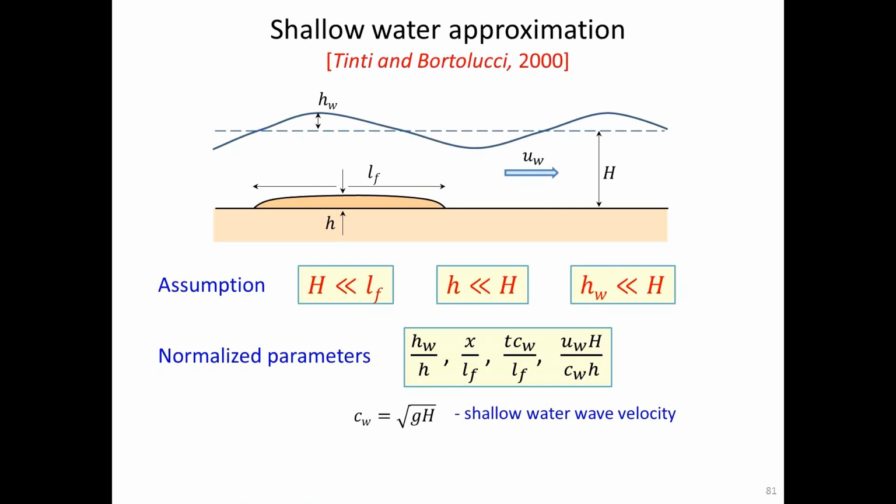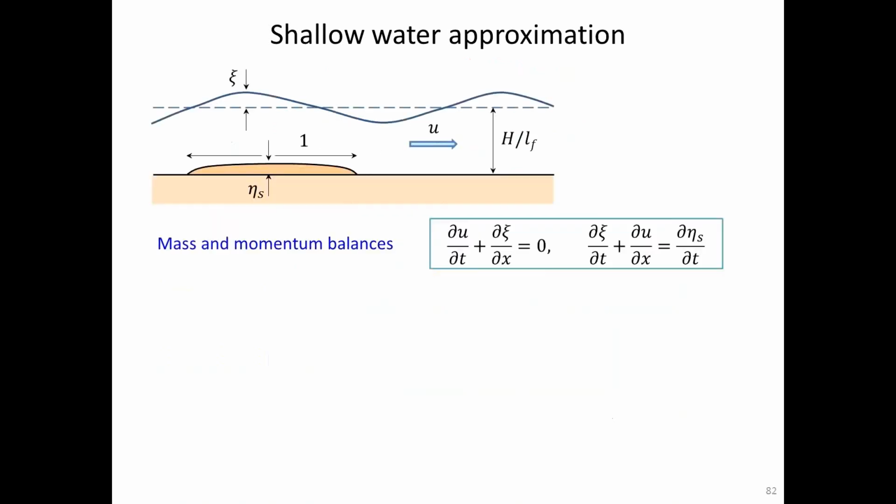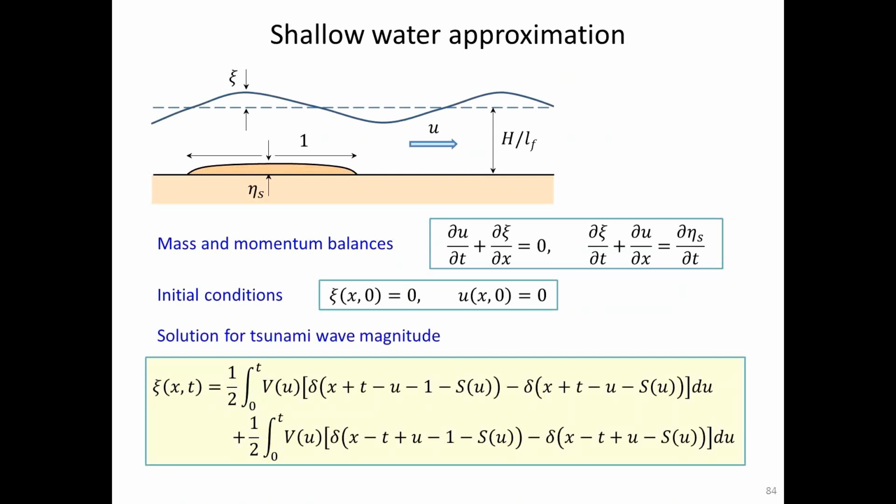And using some normalized parameters, I could simplify the mass balance equation and the momentum balance equation of the water, using the initial conditions here. Eta here is the normalized wave amplitude, or the tsunami amplitude, and u is the normalized water speed here, and they are zero in the beginning.